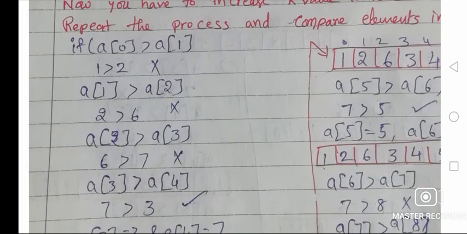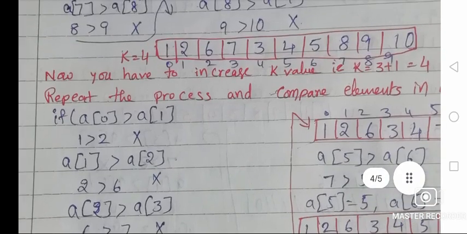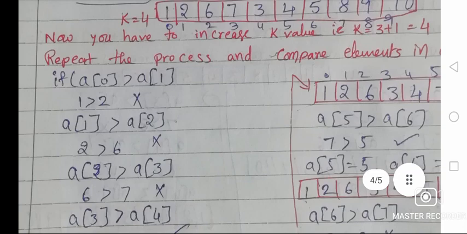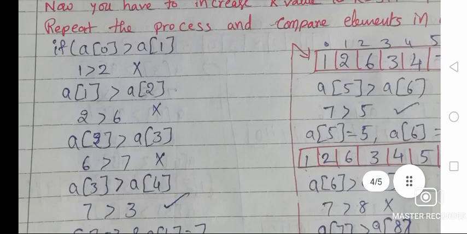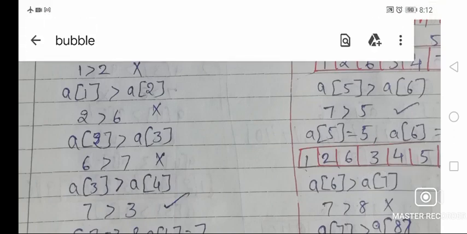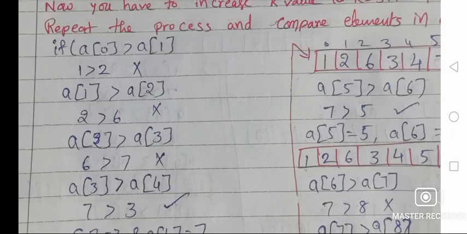Now F0, now you have to check inside the array from 0 position to 9. So first here 1 2 6 7 3 4 5 8 9. So first two positions will not change. The change will happen from position 2. So 1 greater than 2, this condition fails, and 2 greater than 6, this condition also fails. Now F2 greater than F3, this condition also fails, and F3 greater than F4.